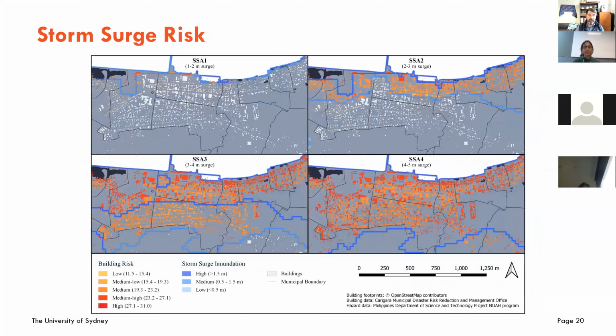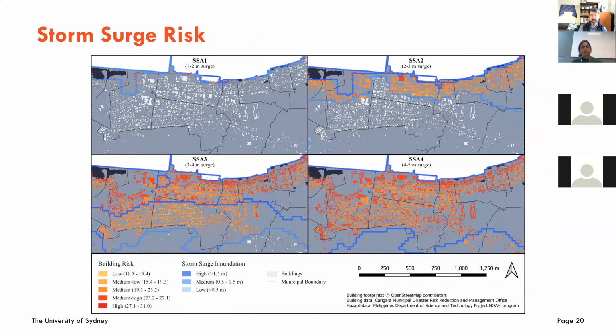And so this was actually another honors thesis that I had last year. These risk models that we were producing out of this, you can see the 4 different storm surge scenarios. Moving from the top left down to the bottom right, that's a 1 to 2 meter surge height. So if the water comes up 1 to 2 meters, 2 to 3 meters on the top right, 3 to 4, and then 4 to 5. So these are increasing storm surge events that we're seeing across these different models.